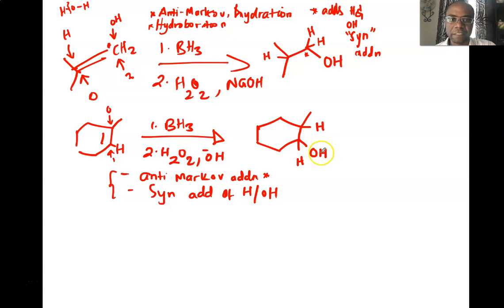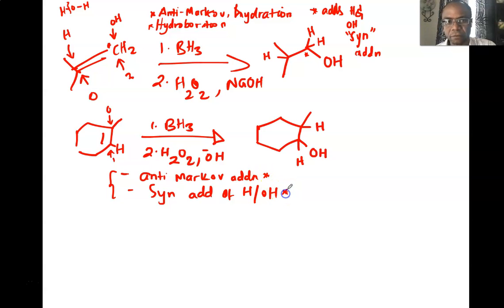So that's anti-Markovnikov addition. The H of the reagent, after the whole mess of a mechanism happens, goes where there's less hydrogens across the double bond. The other part of the molecule goes where there's more hydrogens. So in this case, it's a hydration reaction, so we put OH on there. Now, I've illustrated point number 1.